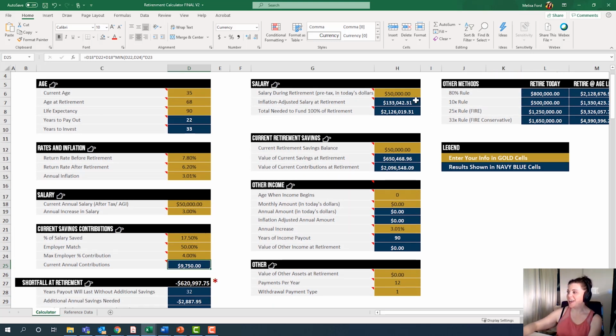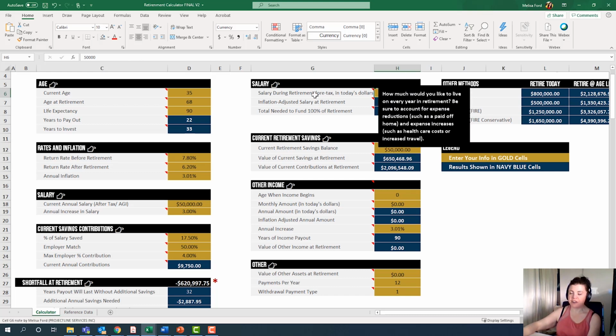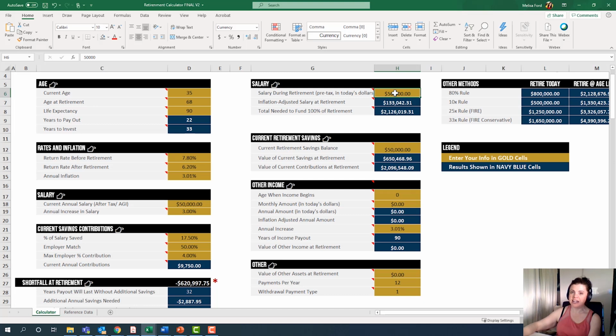So we have here another variable where, as we put in what we're earning today over in this current savings contributions area, this part is asking us how much we want to live on when we retire. Do you want to live on $30,000 even though you currently make $50,000 a year? Well, then you'd have to save a little bit less. But if you want to live on $60,000 and you currently make $50,000 a year, then you're going to have to save quite a bit more. So just put here what you expect or want to live on in your retirement.